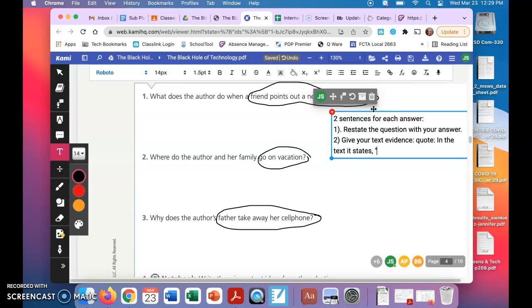Okay, and if you put a quote at the beginning of what you're copying, you will put a period and then quotation marks at the end. Each one of your 3 sentences must follow this format for complete credit.